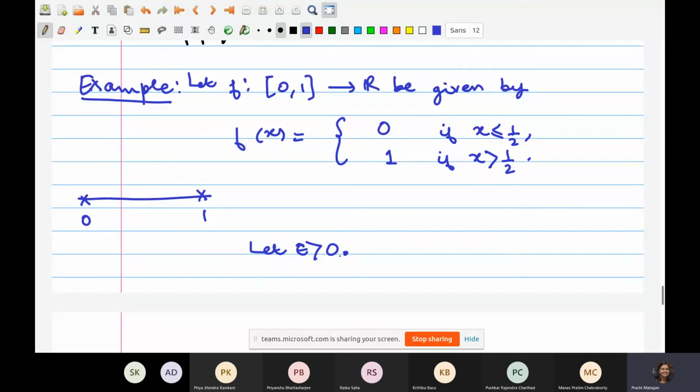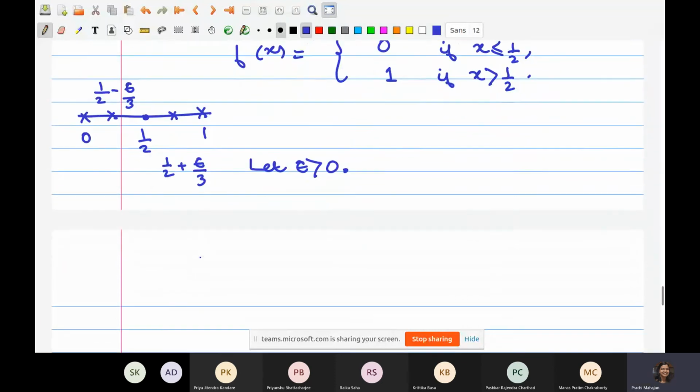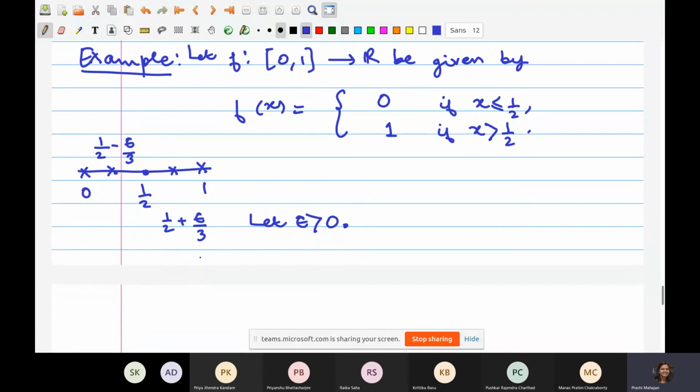We will construct a partition which contains a very small subinterval around the point of discontinuity. So what is the point of discontinuity? The point of discontinuity is 1/2. So my suggestion is, let's do the following. I'm going to look at this point, which is 1/2 minus epsilon/3, and this point, which is 1/2 plus epsilon/3. So I'm going to look at the partition of the interval [0,1] in the following manner.